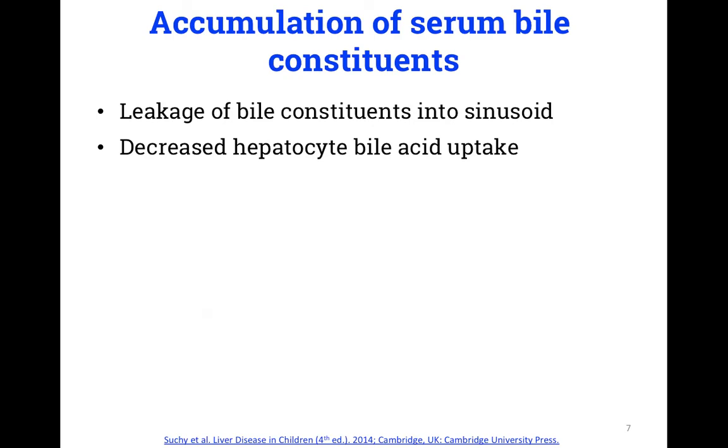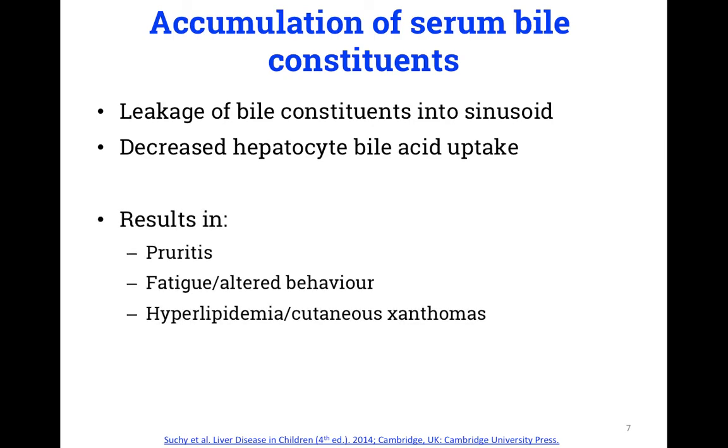And the results are primarily seen in these three ways. So first is pruritus or itching. Second would be fatigue and altered behavior, so CNS consequences, or central nervous system. And third would be hyperlipemia and cutaneous xanthomas, which we'll talk about.